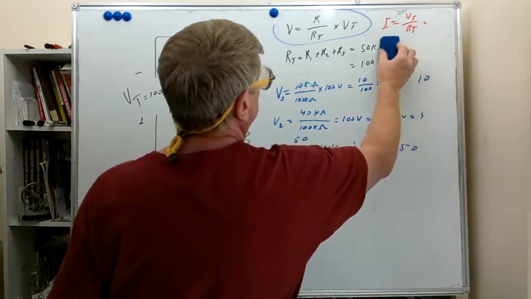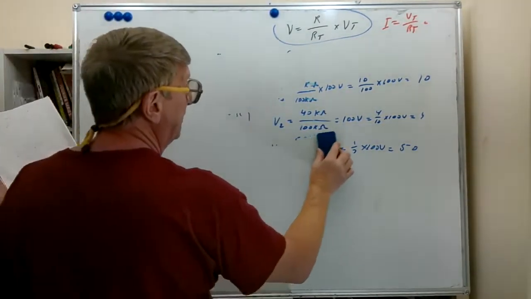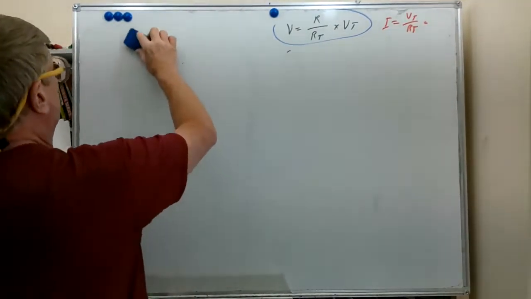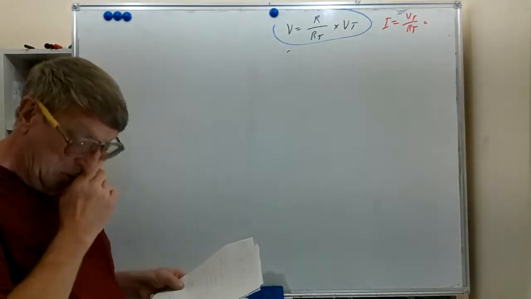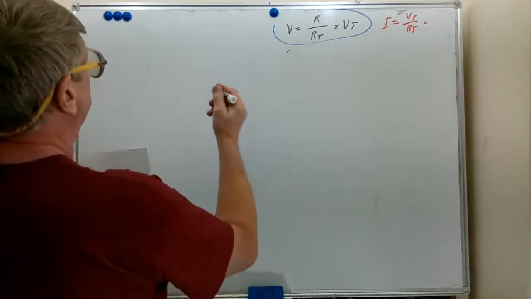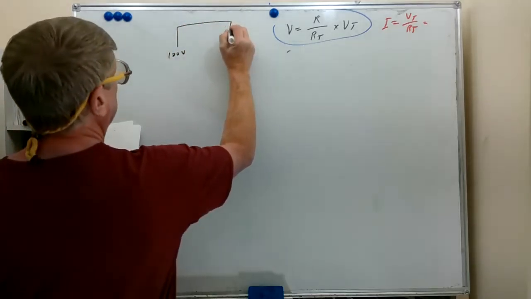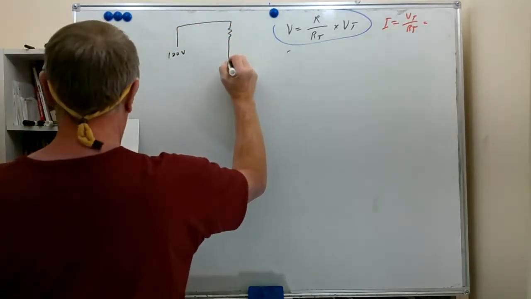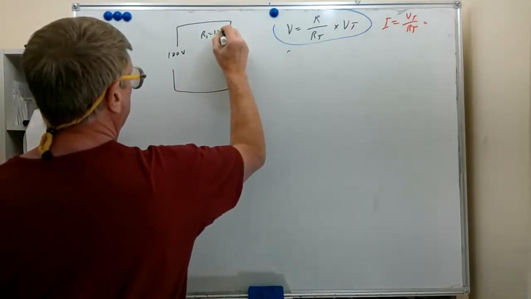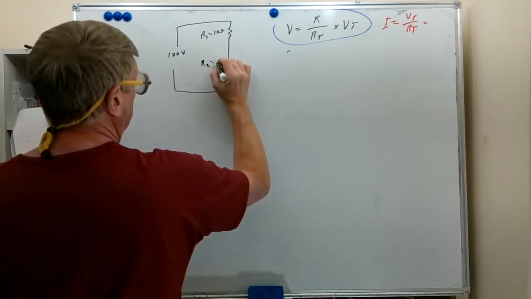Well, let's think about what happens when we only have two resistors in our voltage divider. So we're going to draw a voltage divider with only two resistors in it. We're going to apply 100 volts, and we're going to put 10 ohms and 90 ohms. R1 equals 10 ohms. R2 equals 90 ohms.